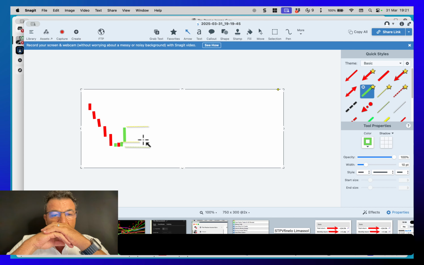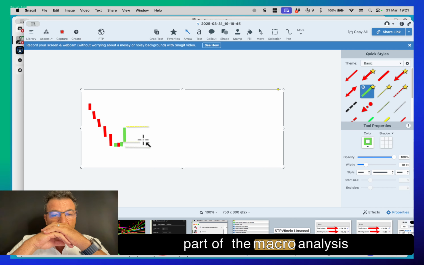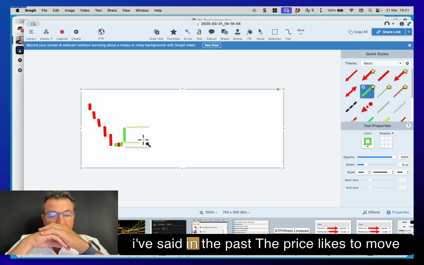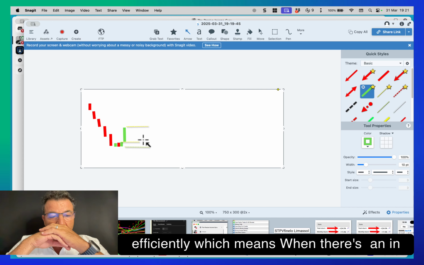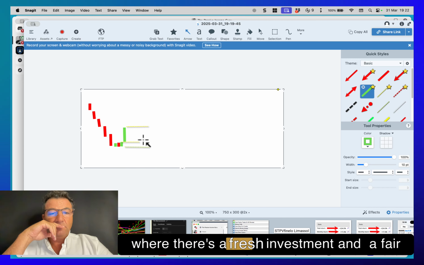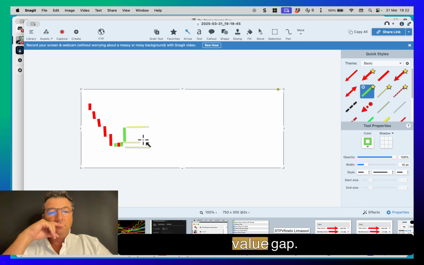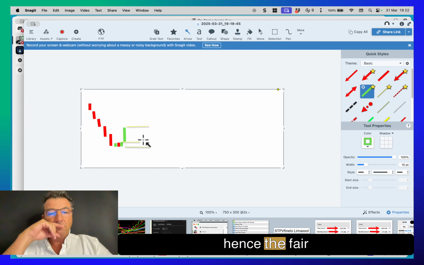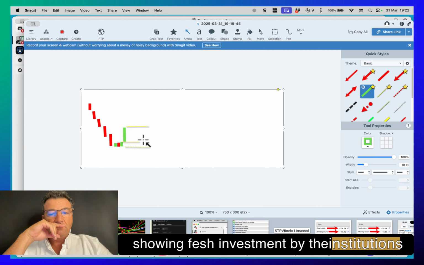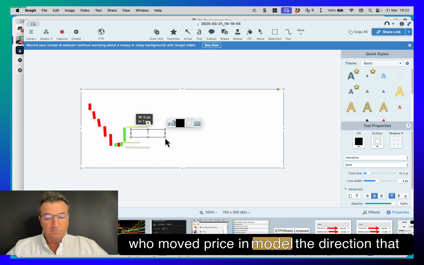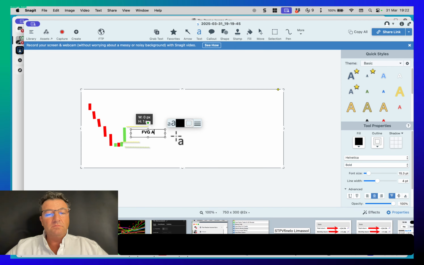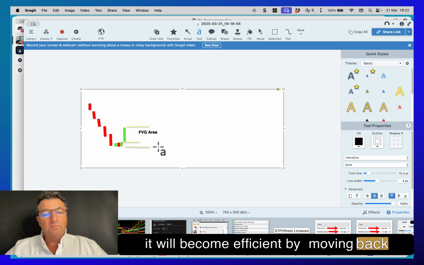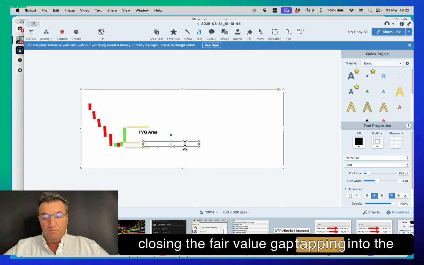Now, if you've been on this group long enough and you're part of the macro analysis, I've said in the past that the market likes to move efficiently, okay? But when there's an inefficient move in the market, like Alan's drawing there, where there's a fresh investment and there's a fair value gap, that's called inefficiency. It highlights a fresh investment, leaving a gap in price, hence the fair value gap, showing fresh investments by the institutions to move price in a direction that they want. In time, the market will become efficient by moving back, closing the fair value gap, tapping into the order block and moving back again.